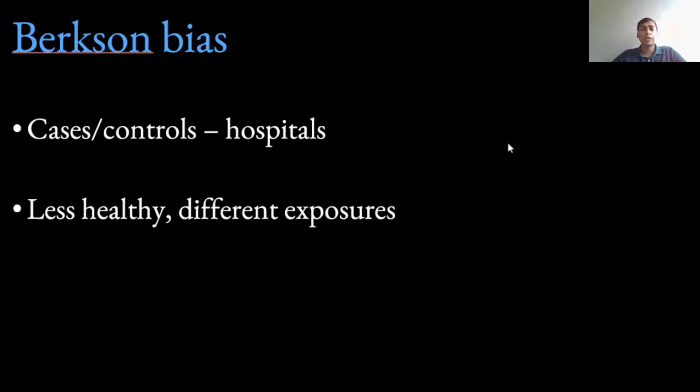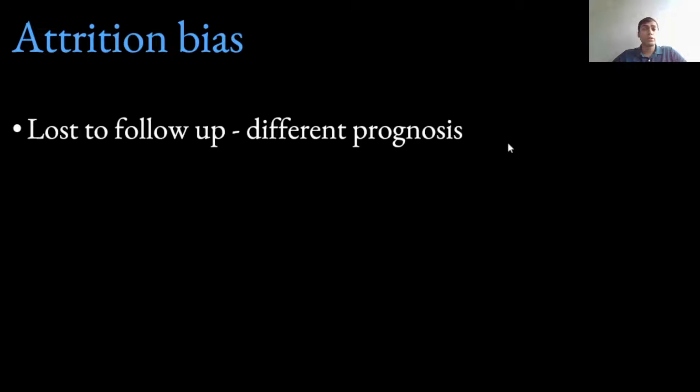A subtype of selection bias is known as Berkson bias, in which the cases as well as the controls are selected from hospitals. Now, these patients tend to be less healthy since they are admitted in a hospital, and they also have different exposures than healthy people, who are not admitted in the hospital or have been seen in the outpatient departments. Attrition bias is another type of selection bias.